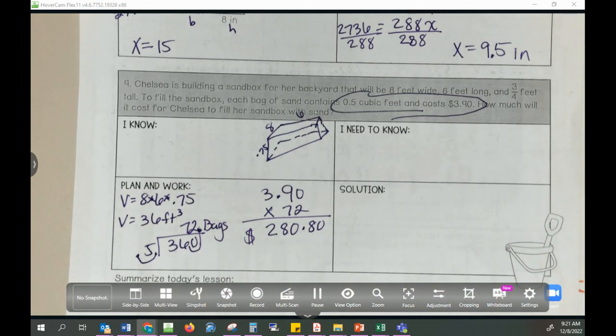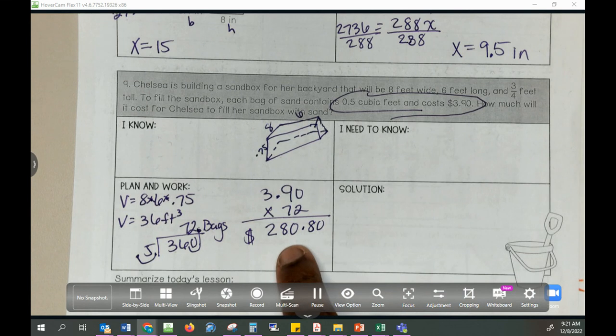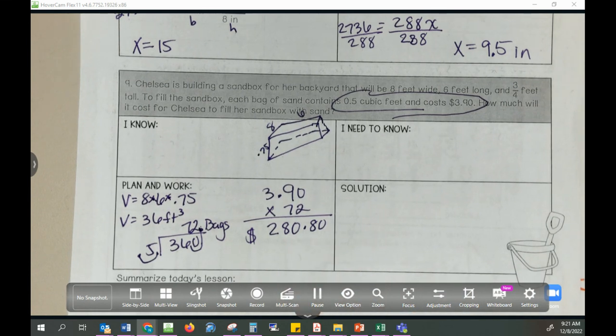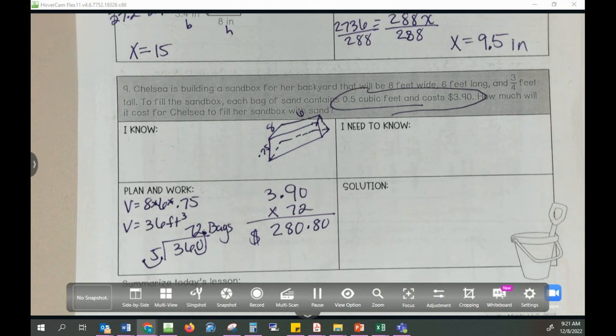Yes, sir. Yes, ma'am. Go ahead. $280.80. So that will become our solution because it says how much will it cost to fill the sandbox? $280.80. All right, I'm going to stop the recording.